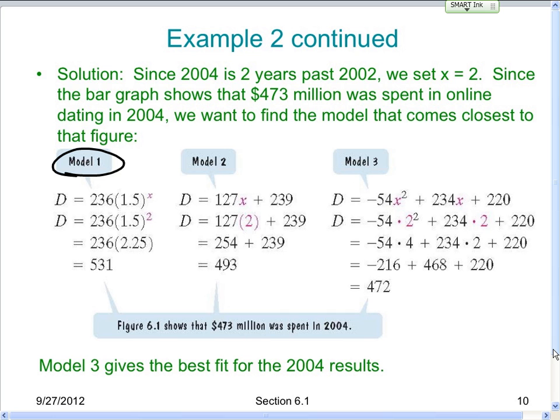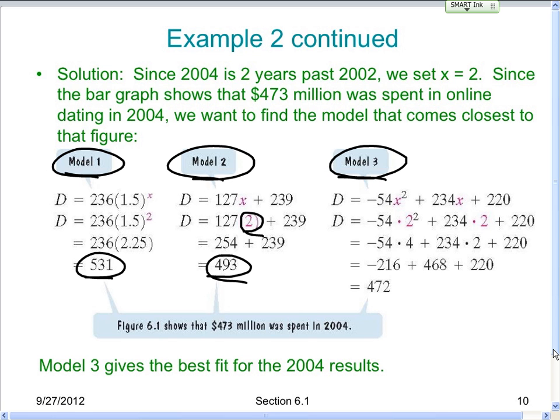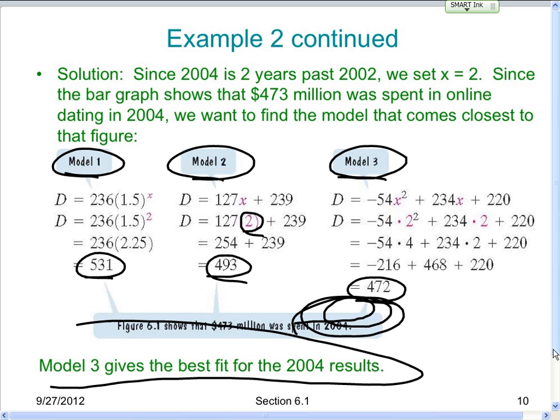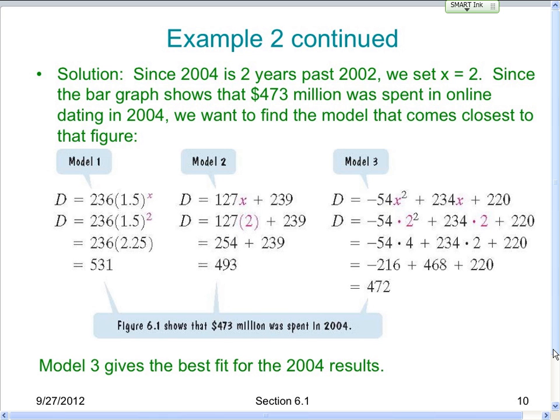You plug in 2 to Model 1, and you get 531, which is not anywhere close to 473. You plug into Model 2, you get 493, which is closer, but still not very close. You plug into Model 3, and you get 472, which is close. It's the best model. It's the closest to 473. So the answer, Model 3, gives the best fit for the actual data. Notice we did not get 473. That's okay. We want to know which one comes the closest.